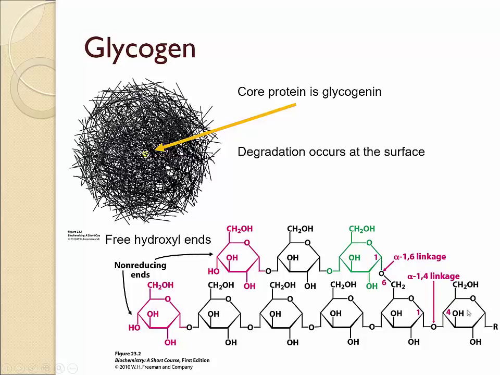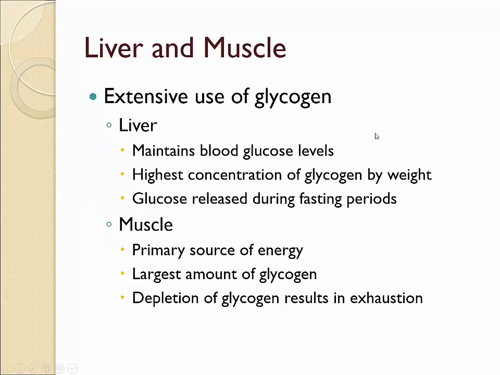However, at the end of every glycogen chain is what's called a non-reducing end of glucose with a free hydroxyl. This is where phosphorylase does its action. It's literally going to nibble off one glucose, one glucose, one glucose, and one glucose. So it's just going to nibble that off.